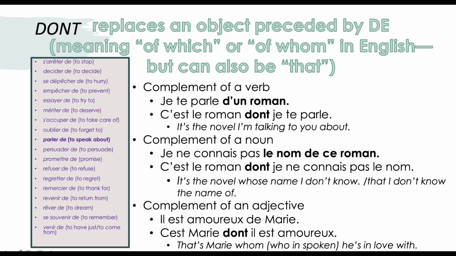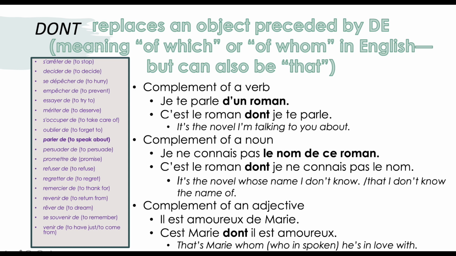And I wanted to take this specific example of parler de, so to talk about or speak about something. And notice that dont can be either the complement of a verb, complement of a noun, or even the complement of an adjective. So in the first example, I'm talking to you about the novel. So again, here we have parler de, so it's the complement of a verb. In the second example, je connais pas le nom de ce roman, it is the complement of a noun, so it's the name of the book.